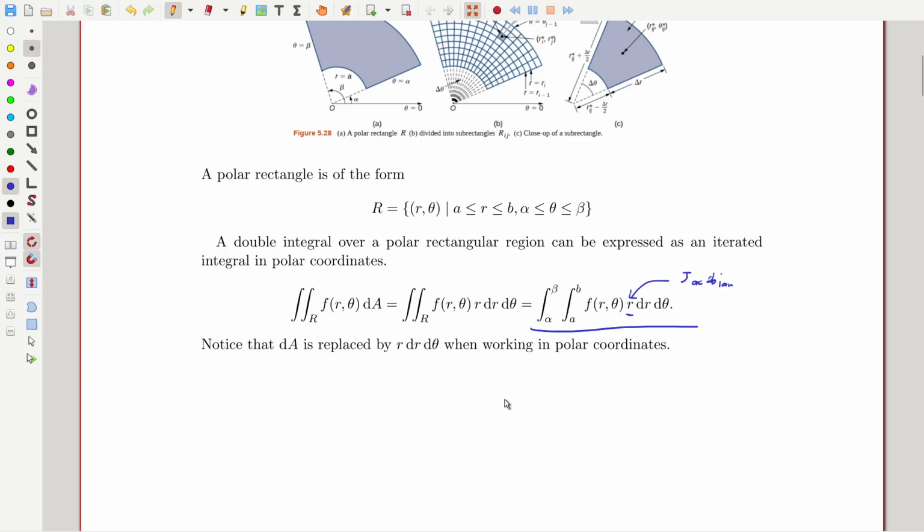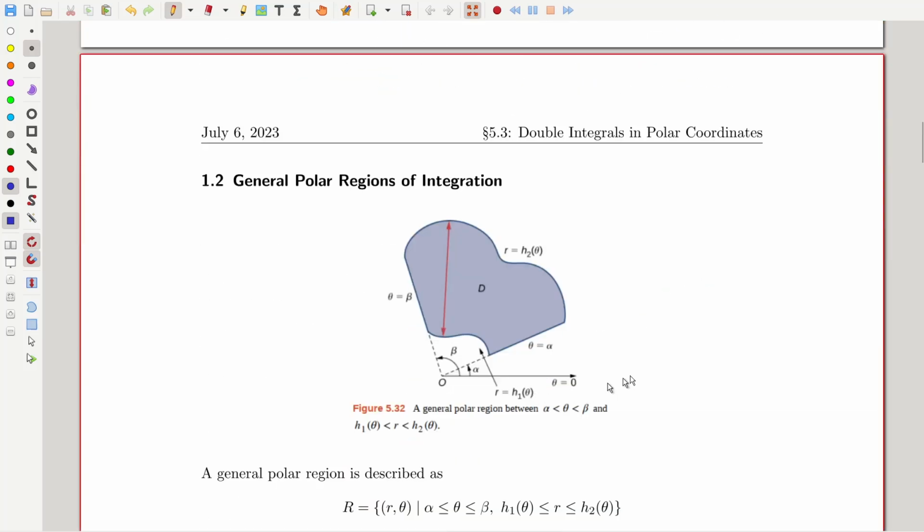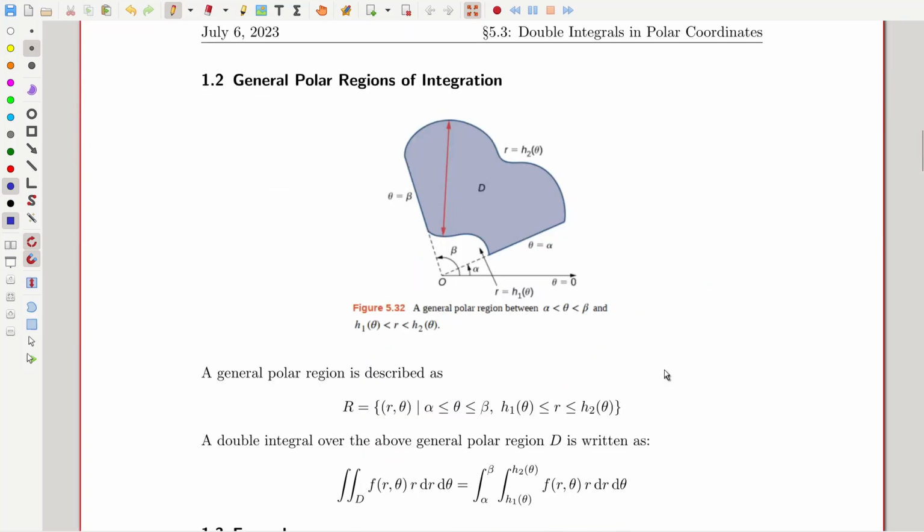Okay. Let's see. This is another thing that can happen, which is when your region is not precisely a polar rectangular region. I don't believe that this showed up in one of your homework problems, but this is a very typical kind of problem to arise, and so I think it's worthwhile to mention it.